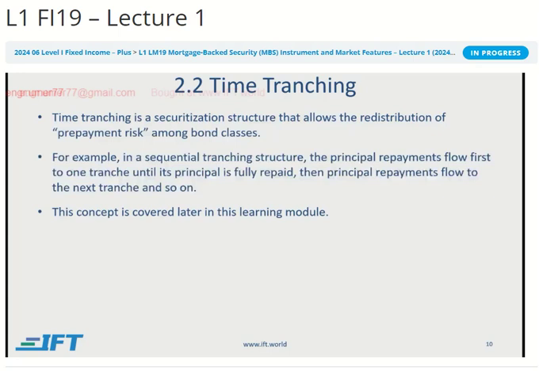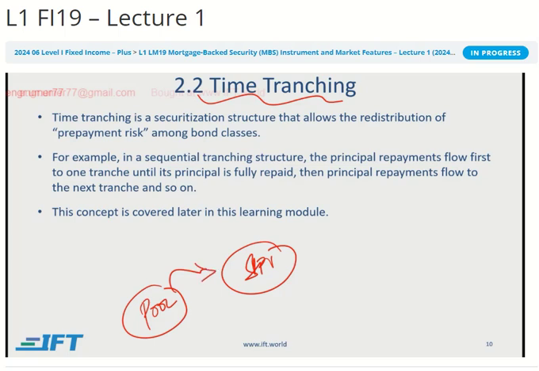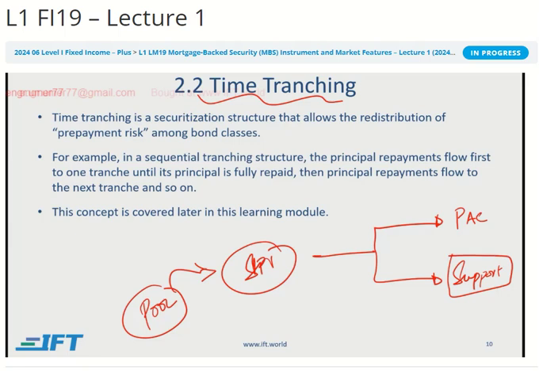Now, what is the solution? It's time tranching. Let's say this is your SPV. This is your pool, and the cash flows are coming in. Then the SPV makes two tranches. This is the simplest way. One will be called the planned amortization class, and that is your PAC tranche. And then you have your support tranche. Now, the support tranche obviously bears the burden of both expansion risk and contraction risk.